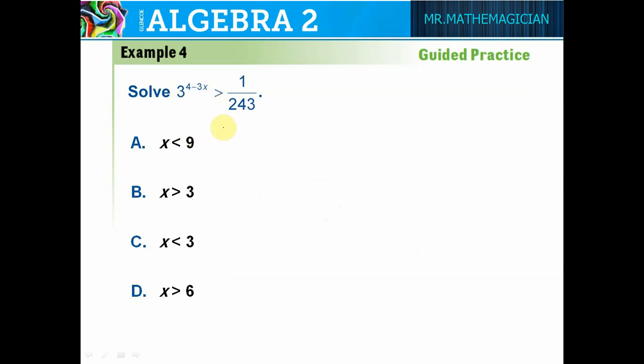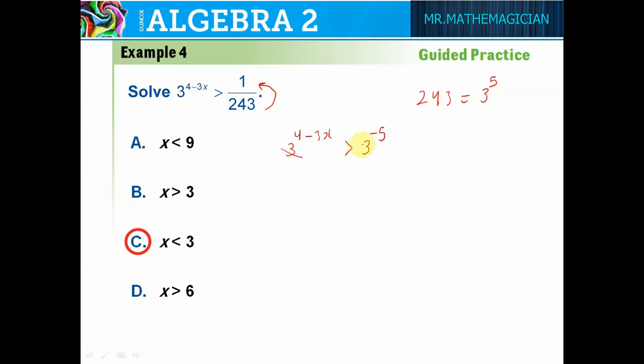Now, pause the video and try to solve this one. Check whether it's A, B, C, or D, and you will find it C. Let me show you how. 243 is 3 to the power of 5, so 3 to the power of 4 minus 3x will be bigger than 3 to the negative 5, because it's in the denominator and I need it up in the numerator.